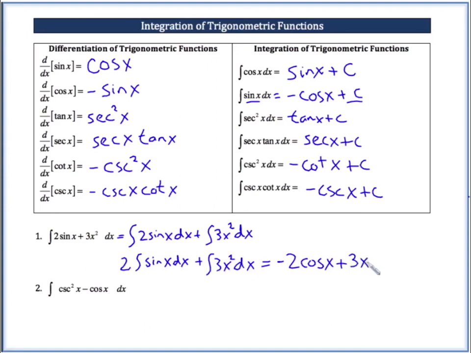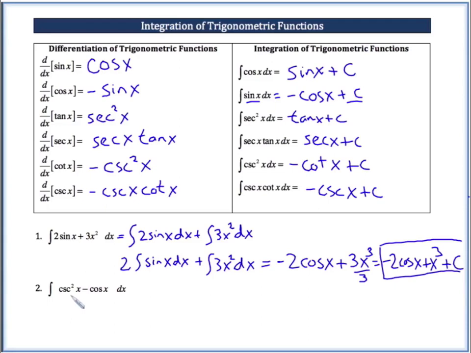Again, we want to add 1 to the 2 and then divide by that same number. And we can see here the 3's cancel out. So we actually get negative 2 cosine x plus x cubed. And then we're just going to write plus c at the end. What happens is, if we added a constant from this one and a constant from this one, we still have a constant. So always just add that plus c.